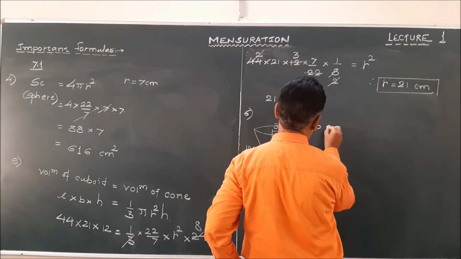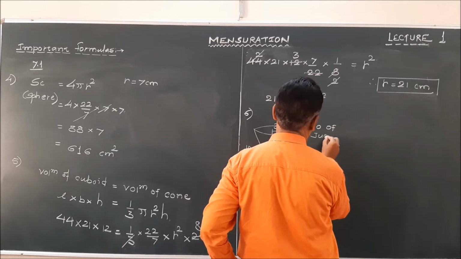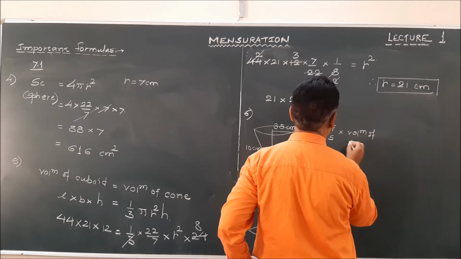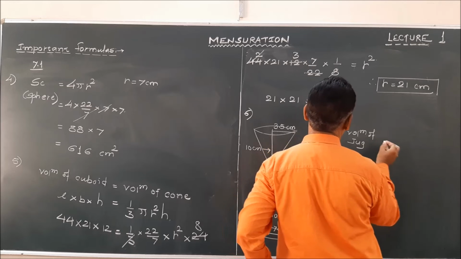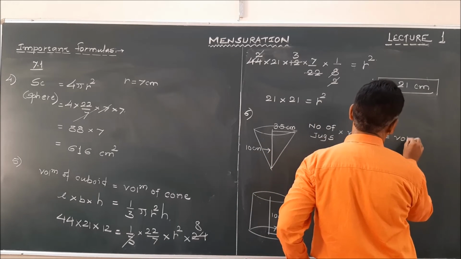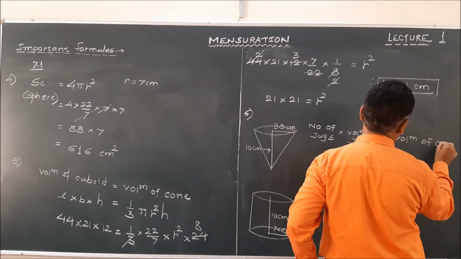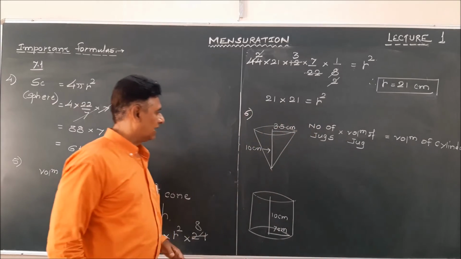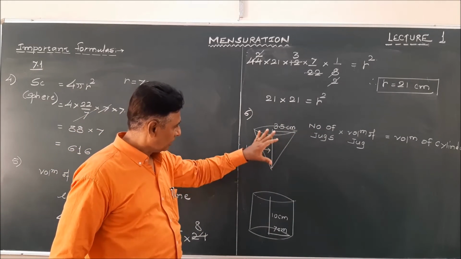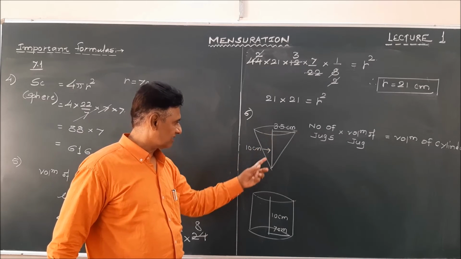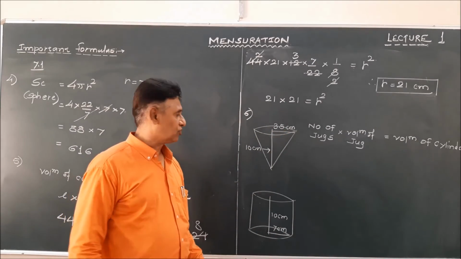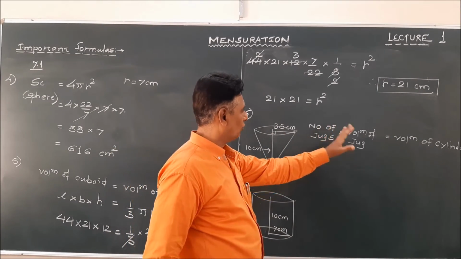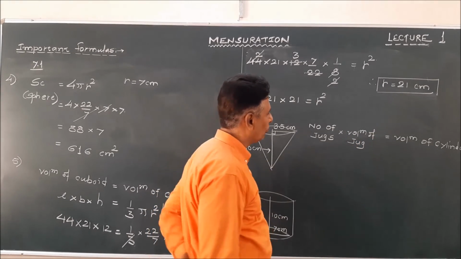Number of jugs into volume of one jug, volume of jug, that is equal to volume of cylinder. Very important. I repeat again that this is a conical jug having the dimensions height as 10, radius of base is 3.5. Number of jugs into volume of one jug, that is equal to volume of cylinder.